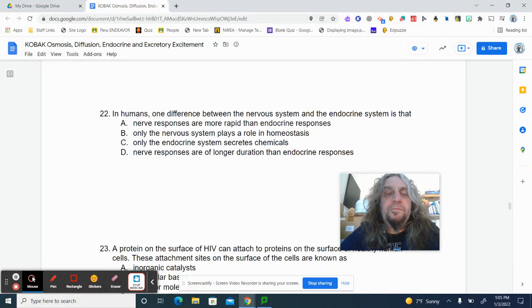Question 22. In humans, one difference between the nervous system and the endocrine system is that A, nerve responses are more rapid than endocrine responses. B, only the nervous system plays a role in homeostasis. C, only the endocrine system secretes chemicals. D, nerve responses are of longer duration than endocrine responses.